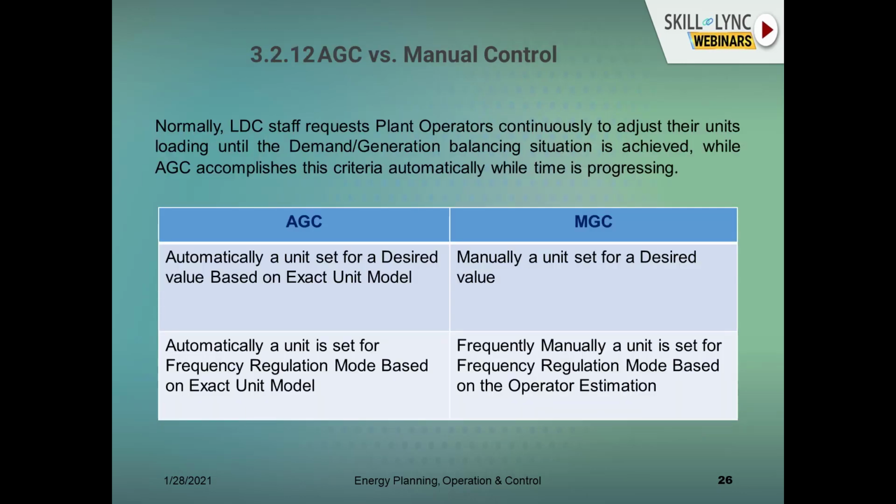Here is a comparison between manual control and automatic remote control. With automatic AGC, the unit is set to the desired value based on the exact unit model. Manually, it is set to the desired value ad hoc. Automatically, the unit is set for frequency regulation mode based on the exact unit model and frequency. Manually, it is all based on the experience of the operator, and sometimes he hits it right, sometimes he hits it wrong. So automatic is more preferable and is required most of the time.